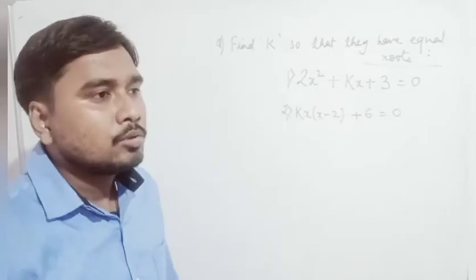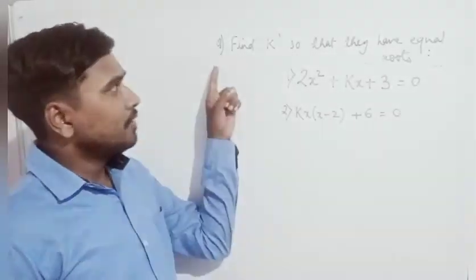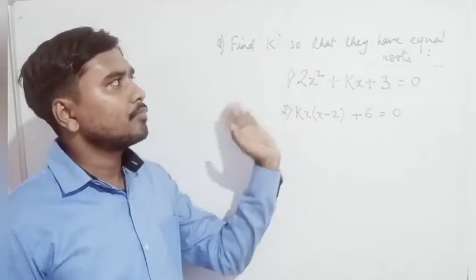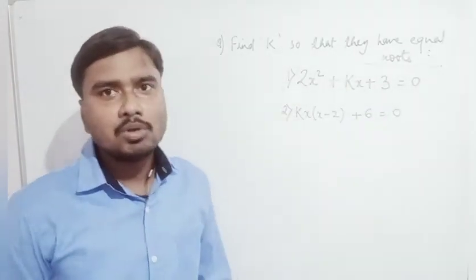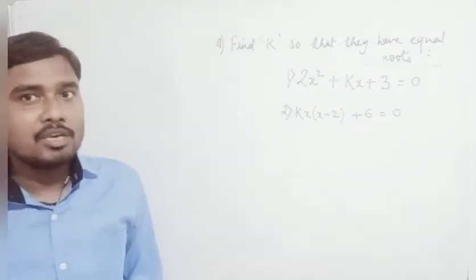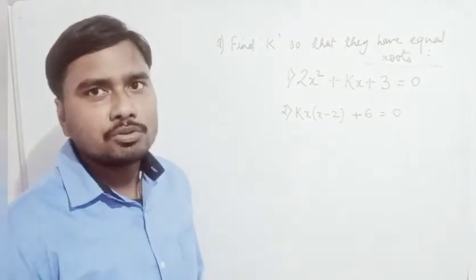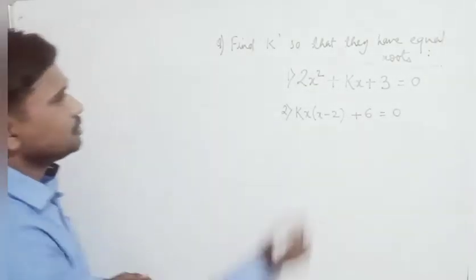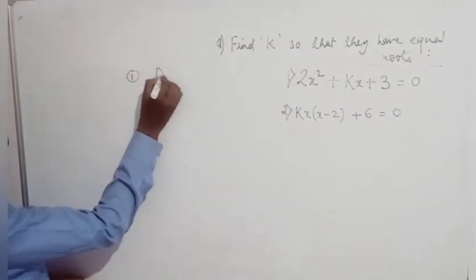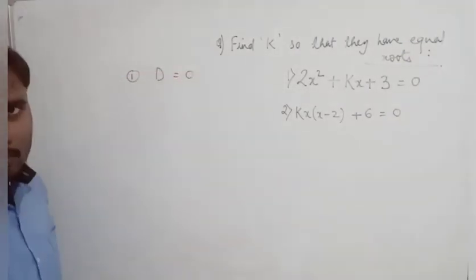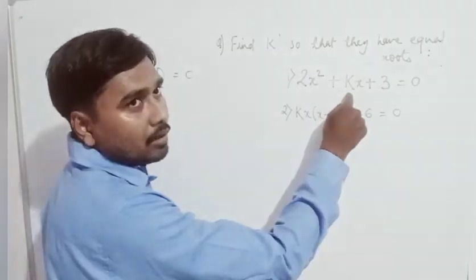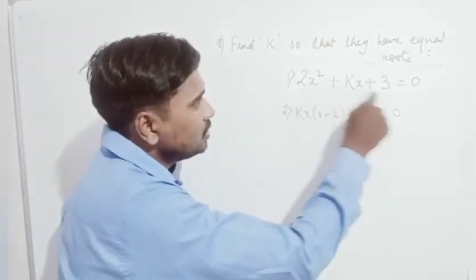Clear? So see the next part. Find the value of k so that they have equal roots. What do you mean by equal roots? Real and equal means D equals 0. See the first question. In the first question we will write D equals 0. What is D? B square minus 4 into a into c.